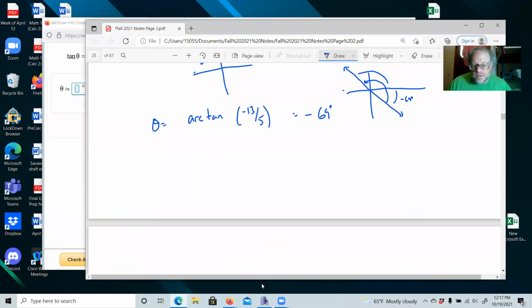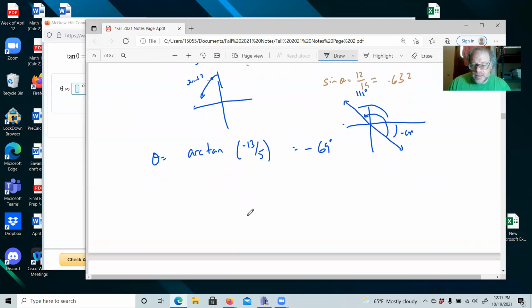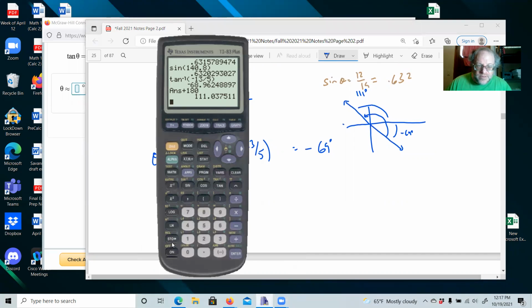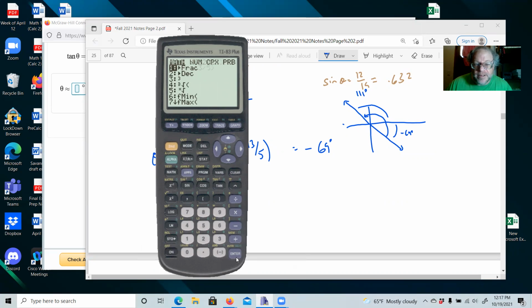Okay, so if we take the tangent of 111 degrees, just to check it, we're going to take tangent of my previous answer. Okay, enter. And we can see that's 13.6. If you can't see that, that's okay, you don't need to see that. We're going to go to math, we're going to go to frac, and plug that in. And it changes a decimal to a fraction.